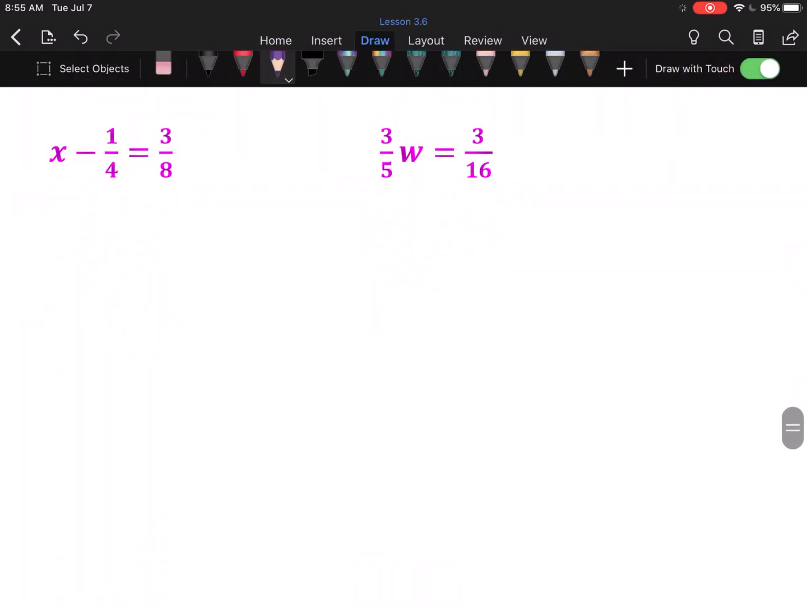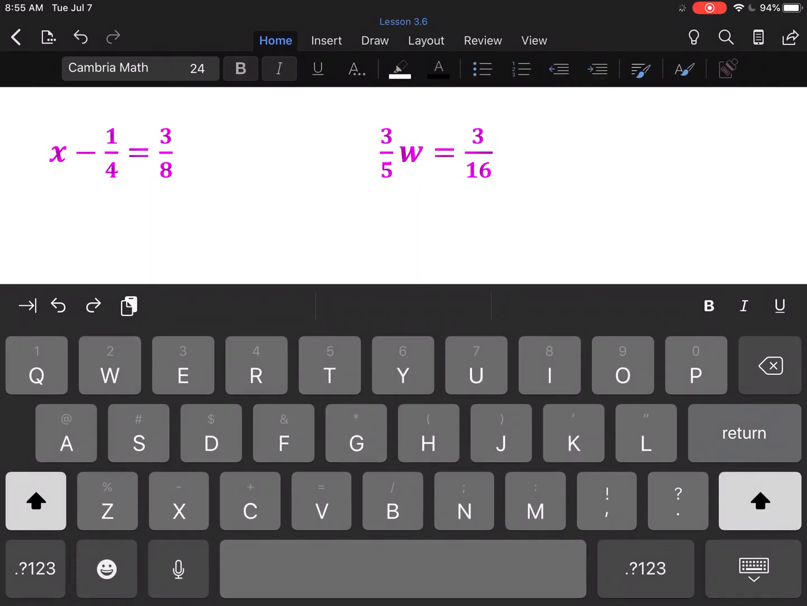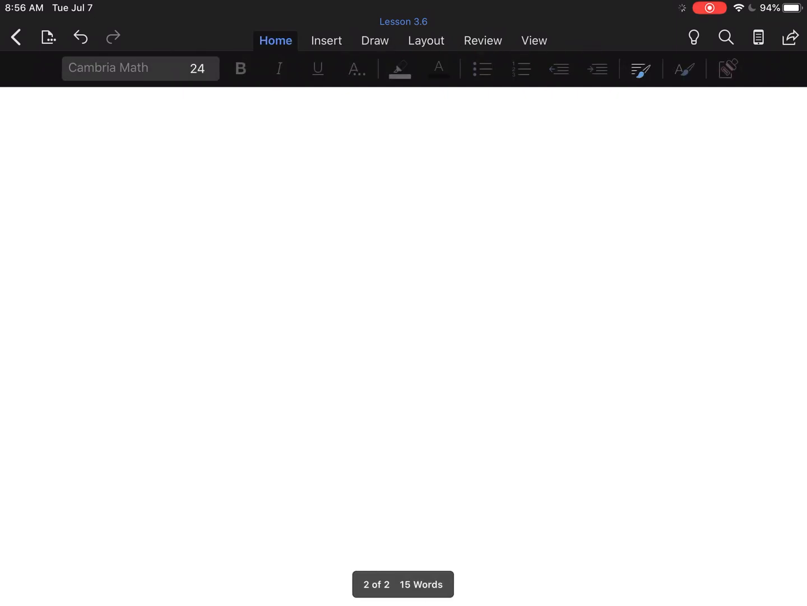X minus 1/4 equals 3/8. Here, we can see we're going to have to add. But these fractions aren't with a common denominator. So the first thing I want to do is actually get this thing to let me write. So I need to do that. And now I can write.